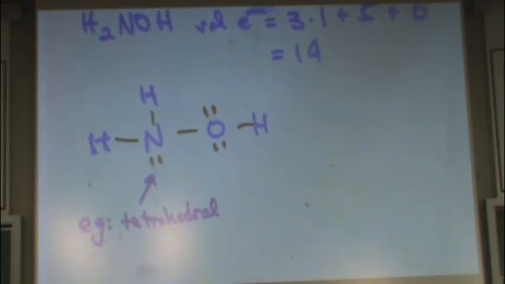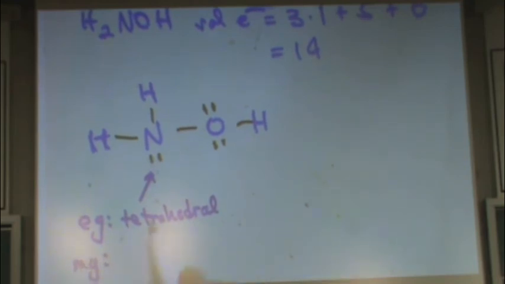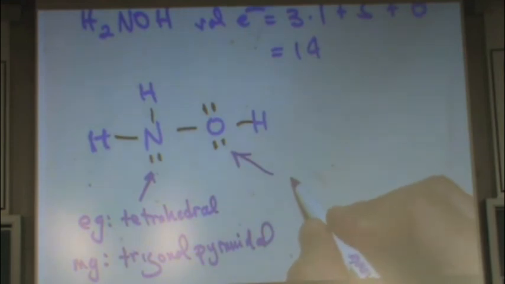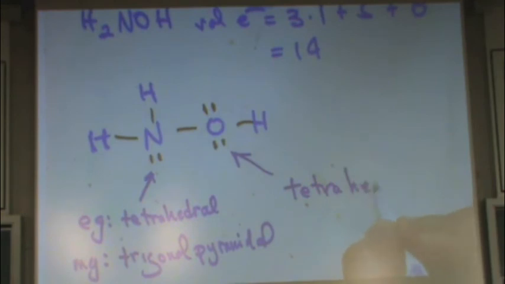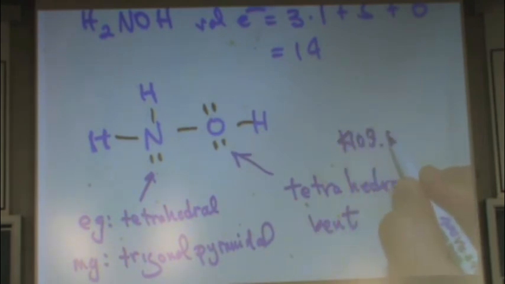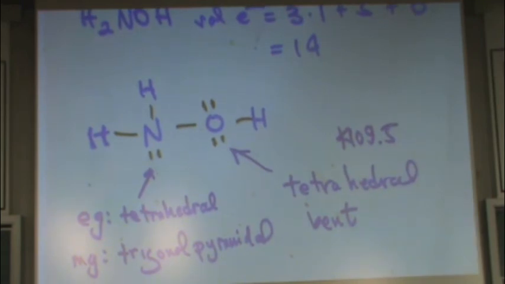4 groups means tetrahedral. The molecular geometry with one lone pair is called trigonal pyramidal. Over here, the electronic geometry for 4 groups is also tetrahedral, but the molecular geometry is bent. What are the bond angles? They're all 109.5, the ideal bond angles.